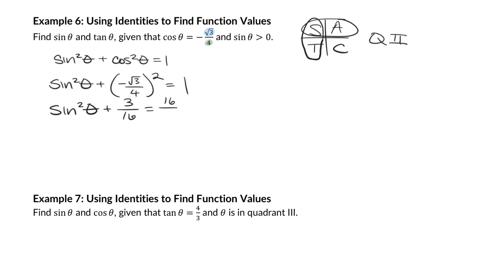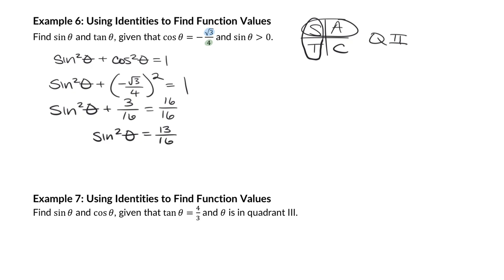Which means I'm going to write this as 16 over 16. Because isn't 16 over 16 the same thing as 1? I just want it to have the same denominator as the number I care about, so that I can subtract 3 over 16 to the other side, and I'm going to get 13 over 16. Okay, we're almost there. We want sine of theta.